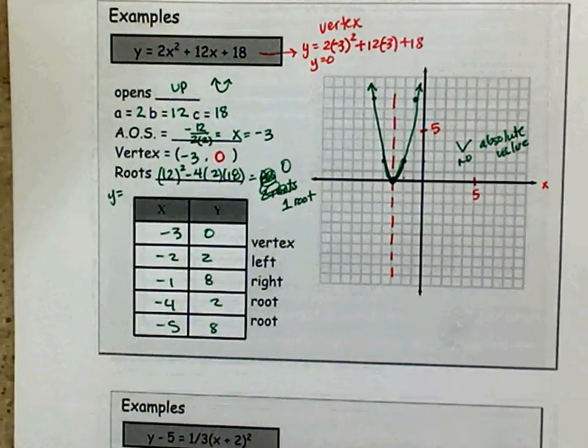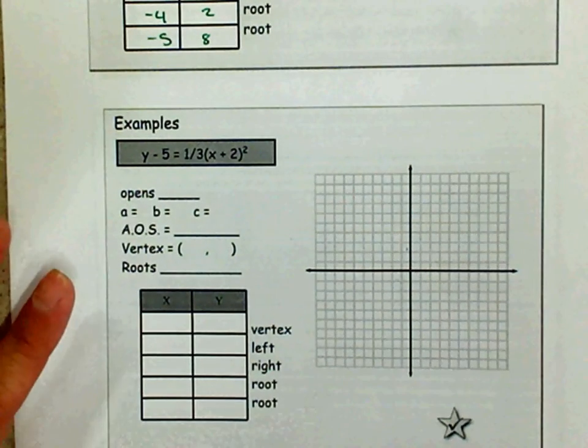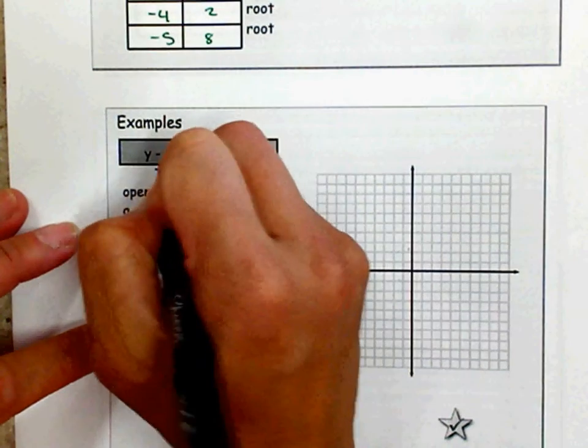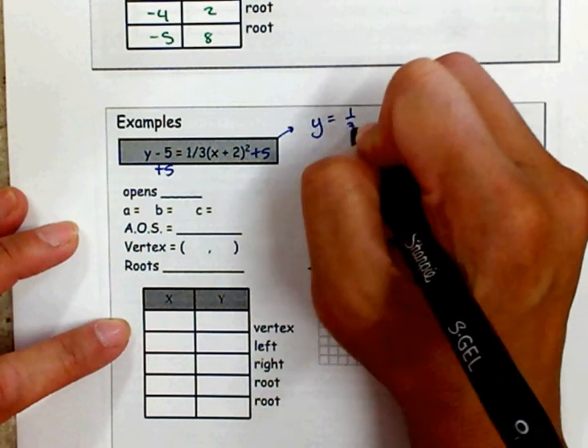This one is in vertex form. But let's take a look. Before you can do any problem, you have to take care of the y. So what do you need to do with the y? You add 5 to both sides. So your equation is y equals 1/3 (x plus 2) squared plus 5.